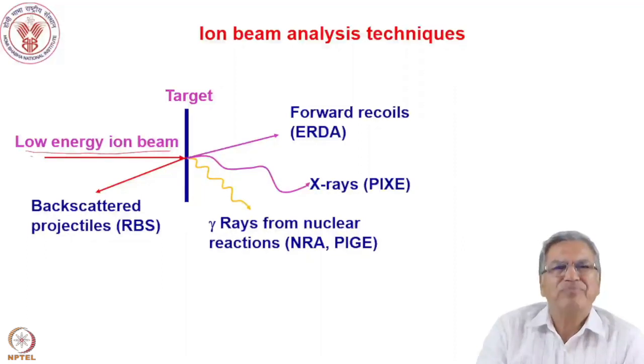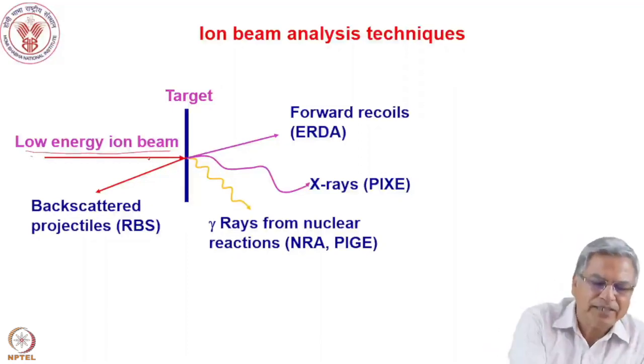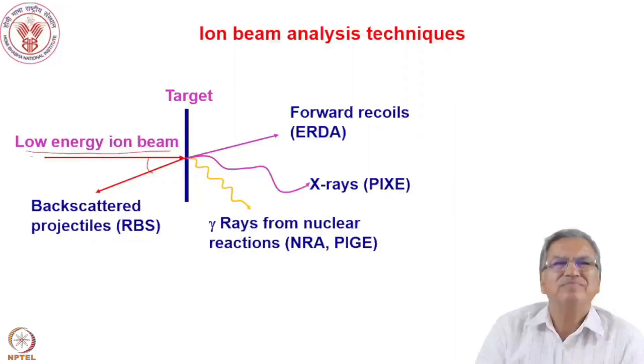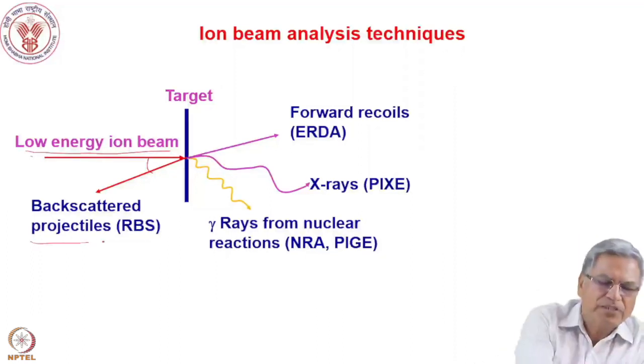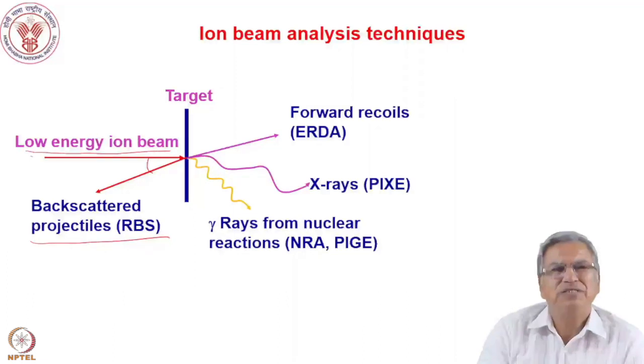When a low energy ion beam, it could be proton, alpha, or even heavier ions, bombards the target, there could be backscattering of the projectile. This is like Rutherford backscattering, and, as we will discuss in more detail, there is a specific relationship between the backscattered energy and the mass of the isotopes in the target material. Therefore we can identify the elements or isotopes present in the target, and later even find out their concentrations and profile. This is RBS, Rutherford backscattering spectrometry, a very well known ion beam analysis technique in material characterization.